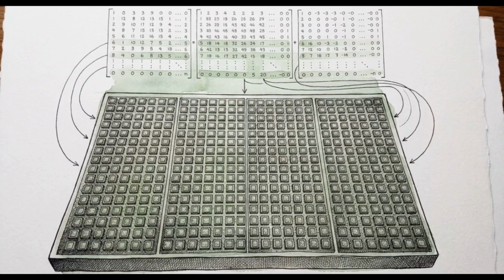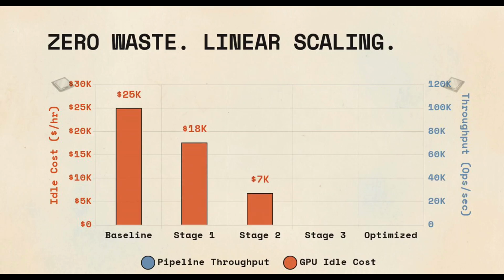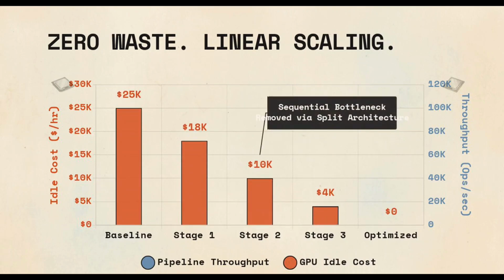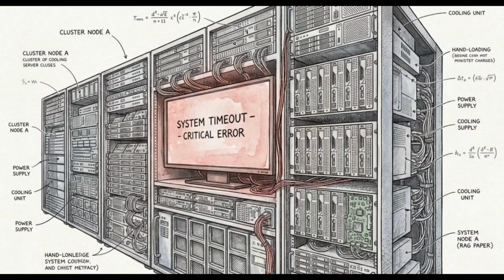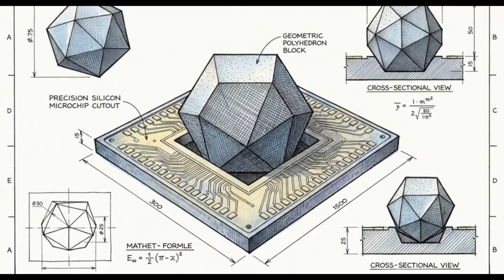The financial waste is eliminated because expensive GPU time is no longer burned waiting for sequential bottlenecks to clear. Pipeline throughput scales linearly. In modern computing, securing the most gross compute power does not guarantee performance. Success requires precisely matching the silicon architecture to the mathematical shape of the workload.